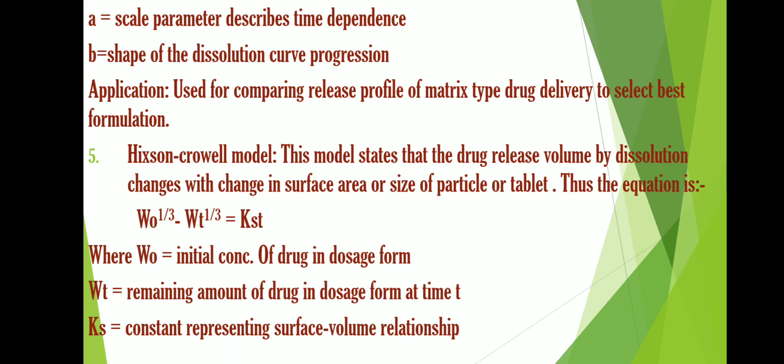And then fifth comes the Hixson-Crowell model. The Hixson-Crowell model is generally studied for tablets or any solid dosage form in which the shape of the dosage form remains as it is, just its size or surface area decreases.